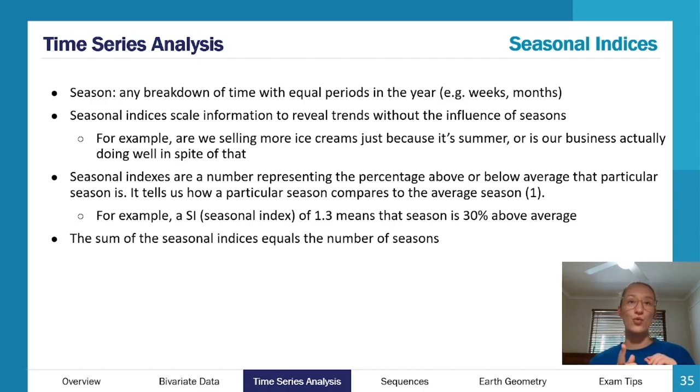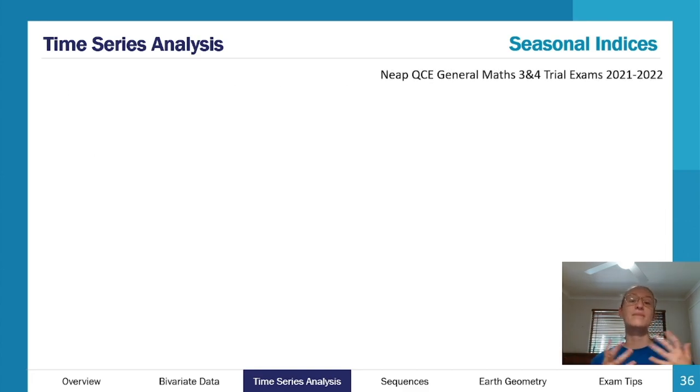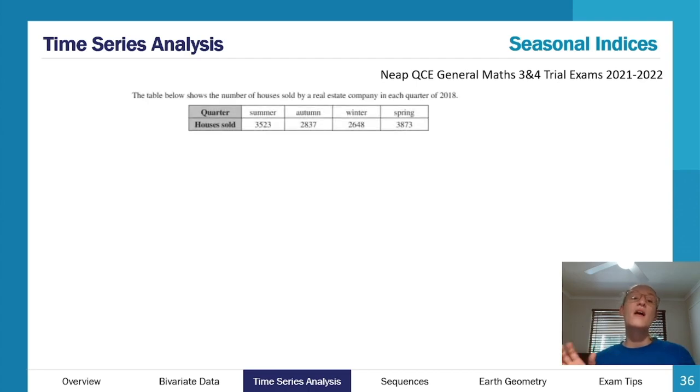Because if the average is 1, then it makes sense that the sum of all of them is going to equal the number of seasons because, again, averages. So we're going to go through a quick example to illustrate that. And this question is taken from one of the NEEP QCE General Maths trial exams, which are available on 8R Notes Plus.